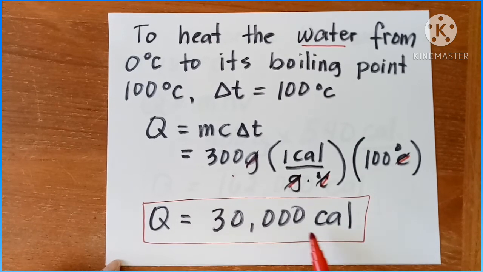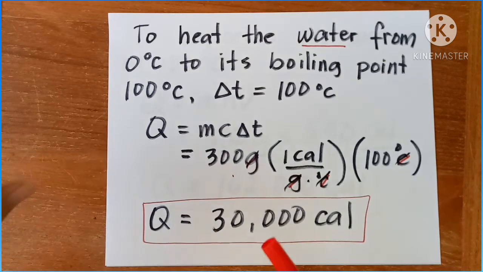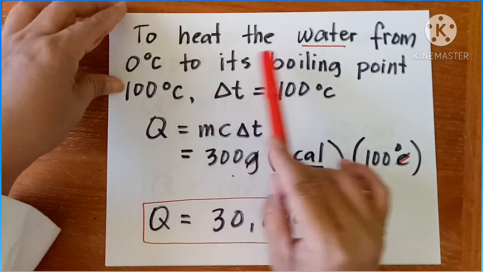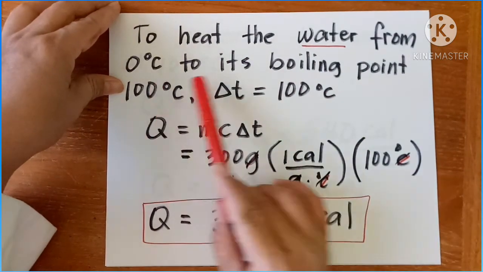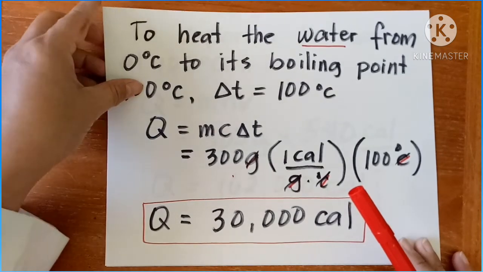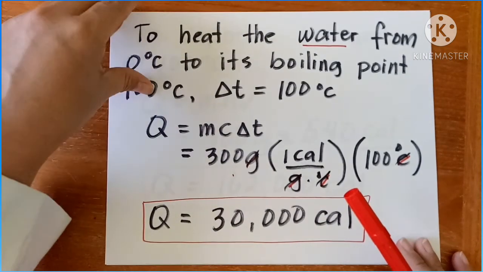So this 30,000 calories of heat is the heat needed for water from its 0 degree Celsius temperature to bring it to its boiling point, which is 100 degree Celsius. So we need 30,000 calories of heat in order to heat the water from 0 degree Celsius to its boiling point, which is 100 degree Celsius. Get it? We're not yet done.